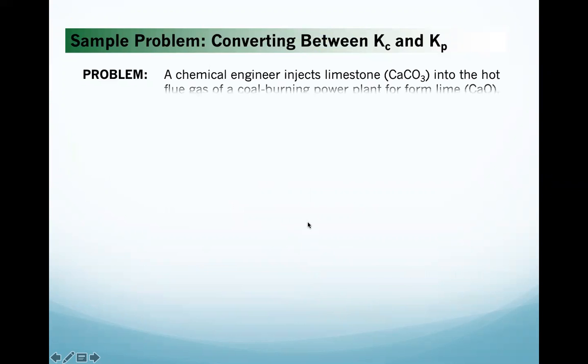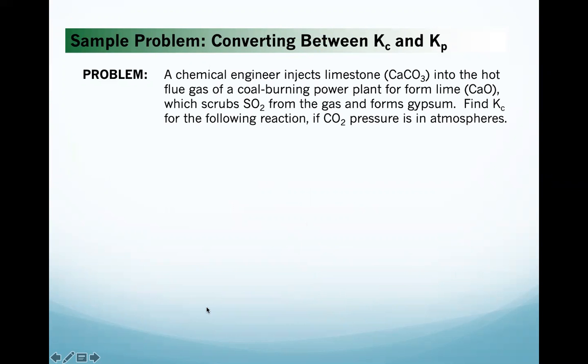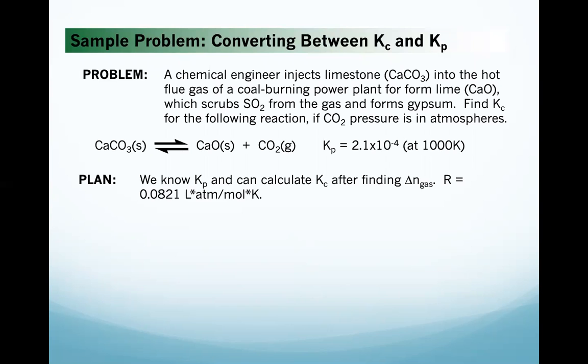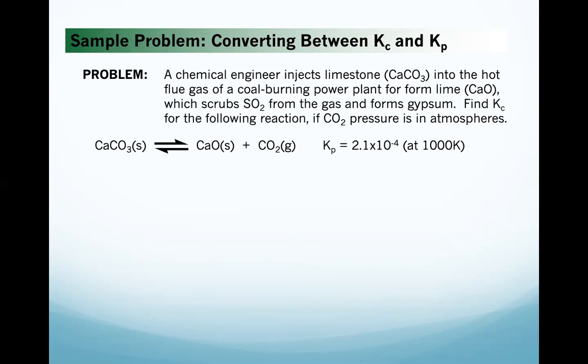So let's say we were given the following information. A chemical engineer injects limestone, calcium carbonate, into the hot flue gas of a coal burning power plant to form lime, CaO, which scrubs the sulfur dioxide and creates acidic gas. So this is actually one of the ways we can control pollution from some of our larger coal burning plants. Find Kc for the following reaction if CO2 pressure is in atmospheres. So here is our reaction. We know the Kp and we know the temperature at 1,000 degrees. We want to know then what the Kc would be.